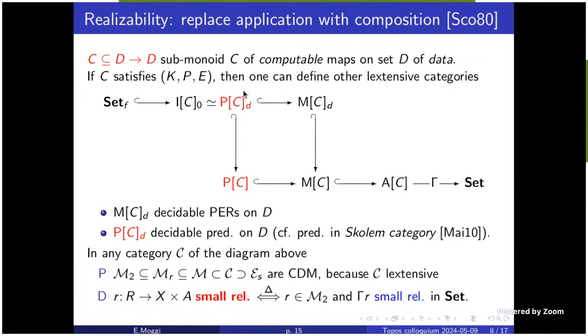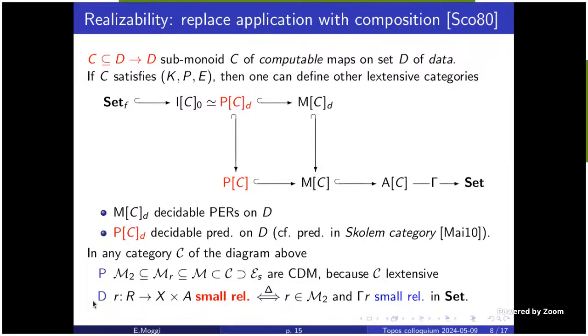Under this assumption, what happens is that this category of decidable subobjects of D corresponds to the splitting of idempotents plus the initial object. So it's a very simple category. And of course, in all these categories, since they are extensive, I have this class of display maps that are available in any extensive category.